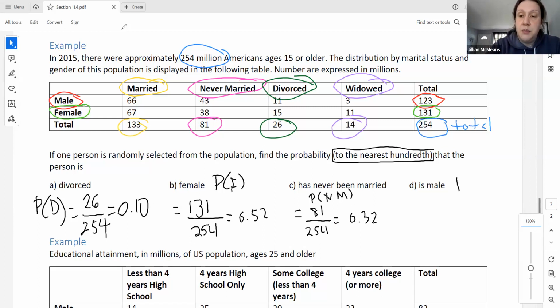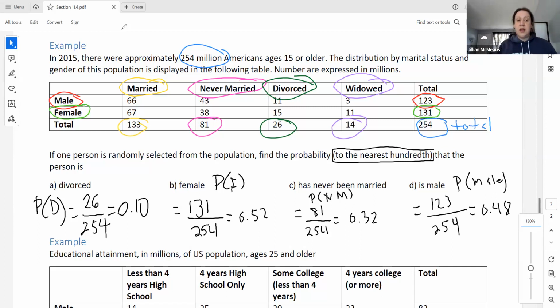Now, if we wanted to do the probability that somebody was male, all right, again, the total in this table is 254. That's not changing. But of those, how many are males? So we want to look at male, which I circled in red. Well, 123 million people in this table were male. And if we take 123 divided by the total people considered in this table, we would get 0.48. So approximately 48% of this table was male.